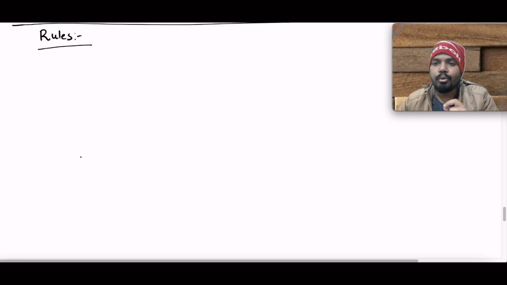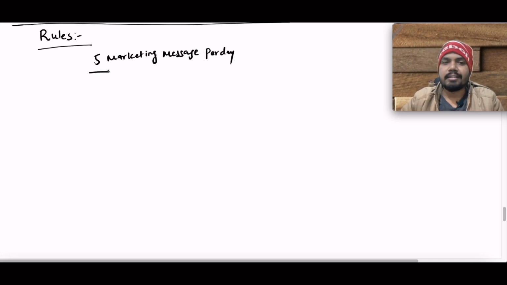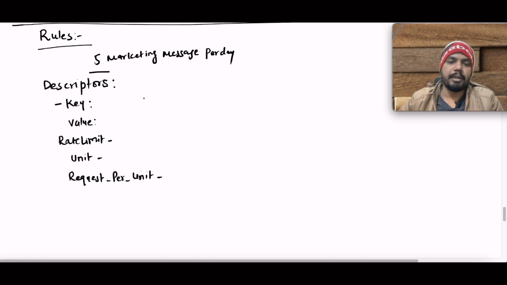There are some rules written in the config file, so we have to understand those rules first: how we can write the rules in the config file. Suppose you want to allow only 5 marketing messages per day. How can you write this in the config file? To write this in the config file, we have to write the descriptor for the rate limiter. We can write it like this. This is the format that we have to follow.